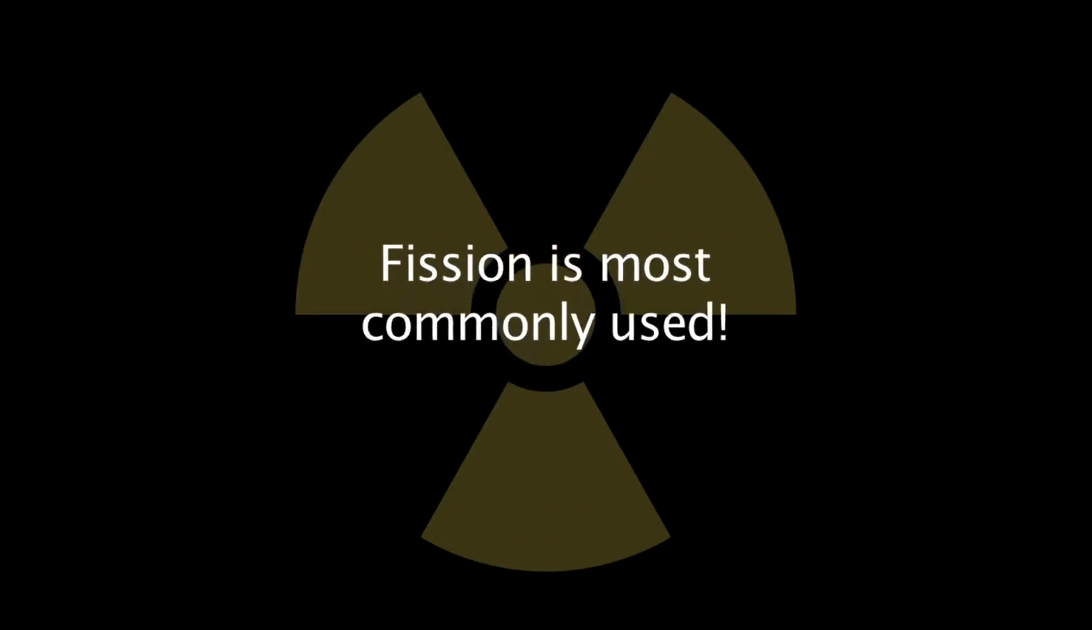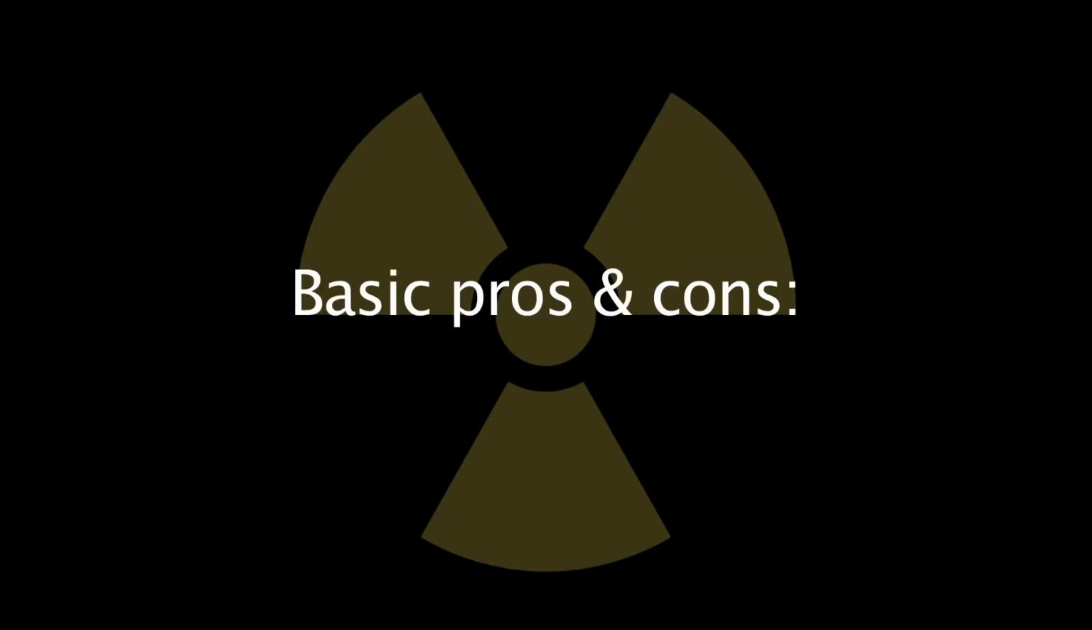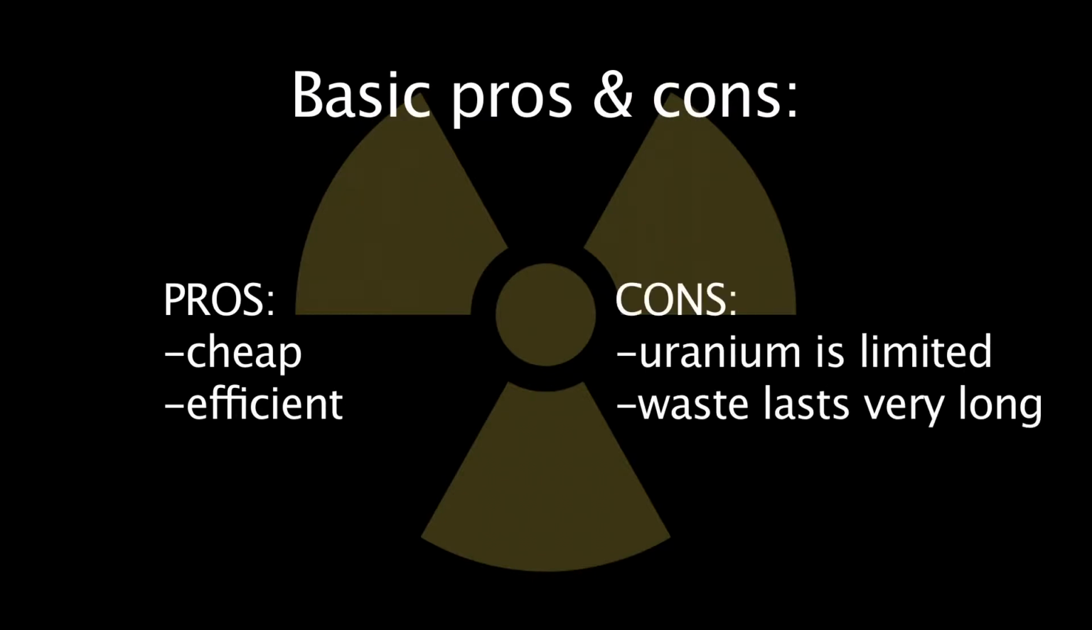The element whose atoms we split to attain nuclear power is known as uranium, number 92 on the periodic table. Nuclear energy is cheap and efficient, and it can keep cities lit and functional. Unfortunately, uranium is a limited resource, and nuclear power creates toxic waste, which takes thousands of years to degrade.